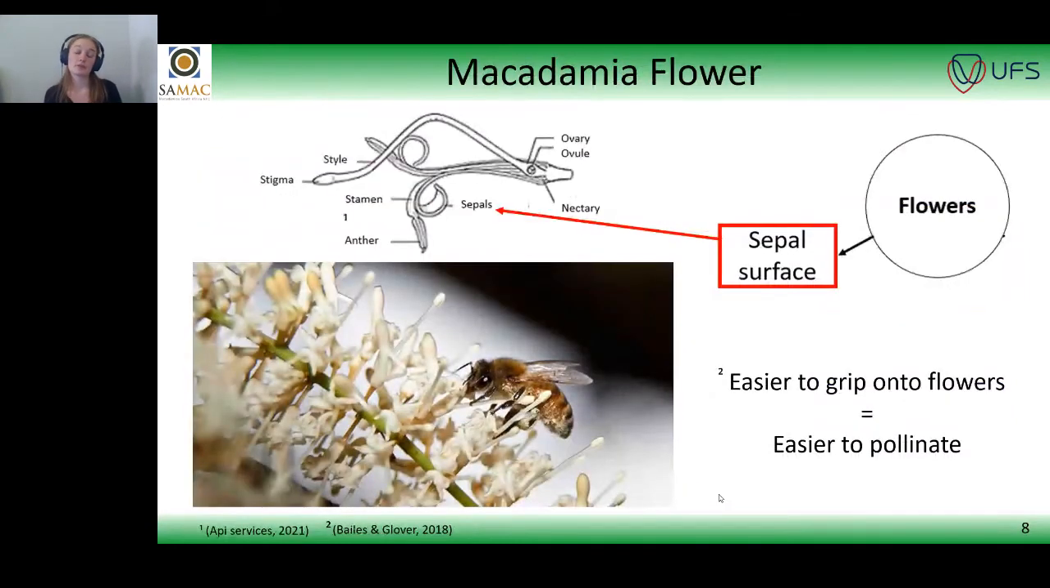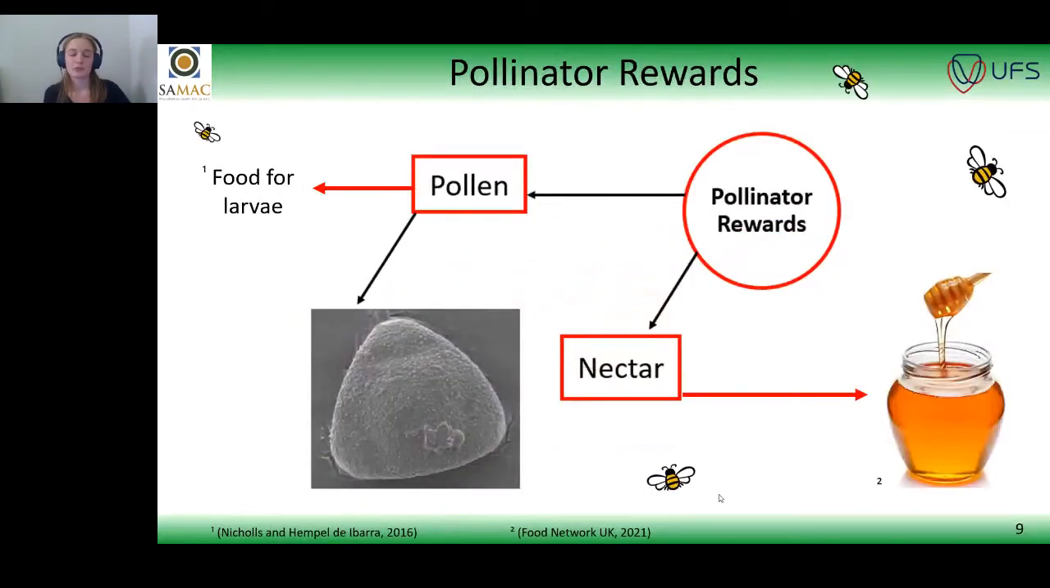The sepal surface of the macadamia flower was also analyzed. There's obviously an interaction between bees specifically and the actual sepal surfaces of a macadamia flower. And it would be logical that the easier it is for a pollinator to interact with the flower, the easier it would be for the pollinator to pollinate the flower. Pollinator rewards were also analyzed, pollen and nectar specifically, for different cultivars.